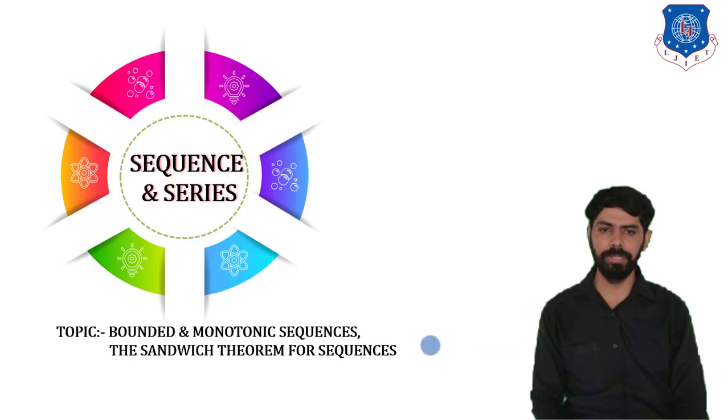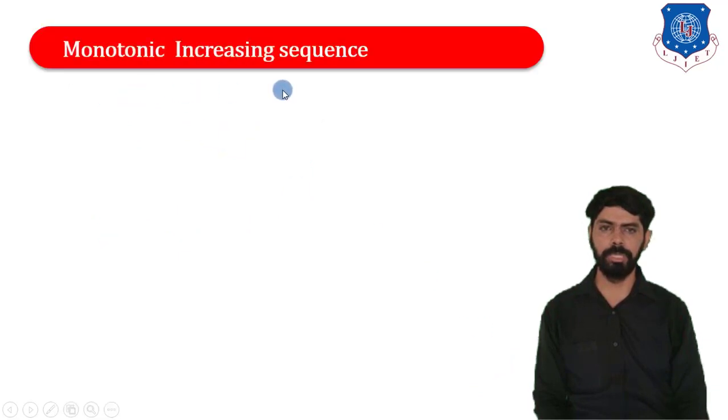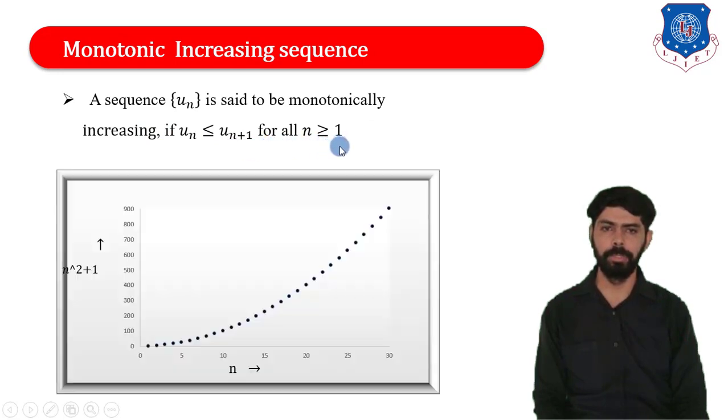So today we will discuss the topic bounded and monotonic sequences and the sandwich theorem for sequences of the chapter Sequence and Series. So first of all, we will understand monotonic sequences. So monotonic increasing sequence. A sequence un is said to be monotonically increasing if un is less than or equal to un plus 1 for all n greater than or equal to 1.